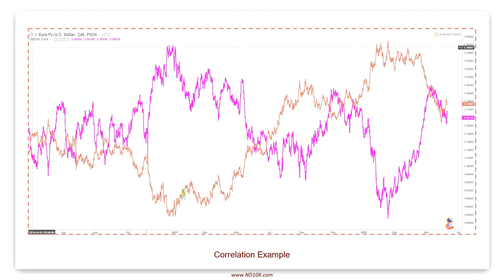But you want to know at least how pairs react among each other, just to make sure that you're not taking too many trades. Just because, let's say, you're taking a long in the Euro USD and you are trying to take a short in the dollar Swiss franc just because you know they should move against each other, and one of your trades hits a stop loss.